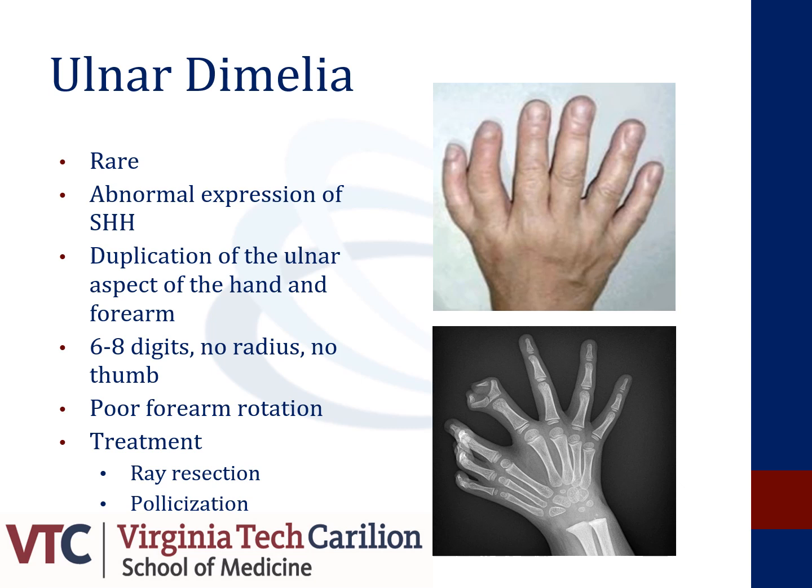Typically speaking, these patients have poor forearm rotation, and treatment typically involves reduction of the digits with ray resection and policization of the thumb using one of the additional digits.